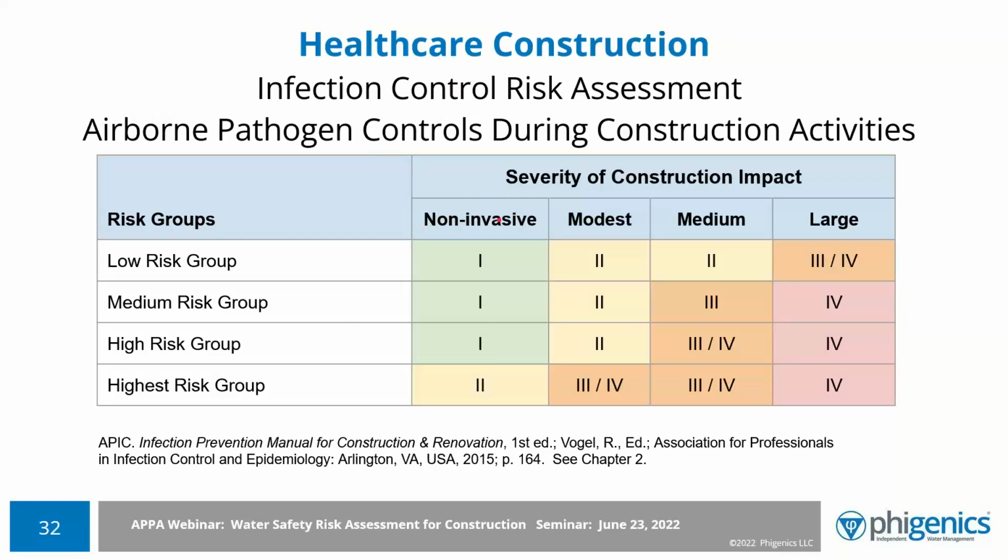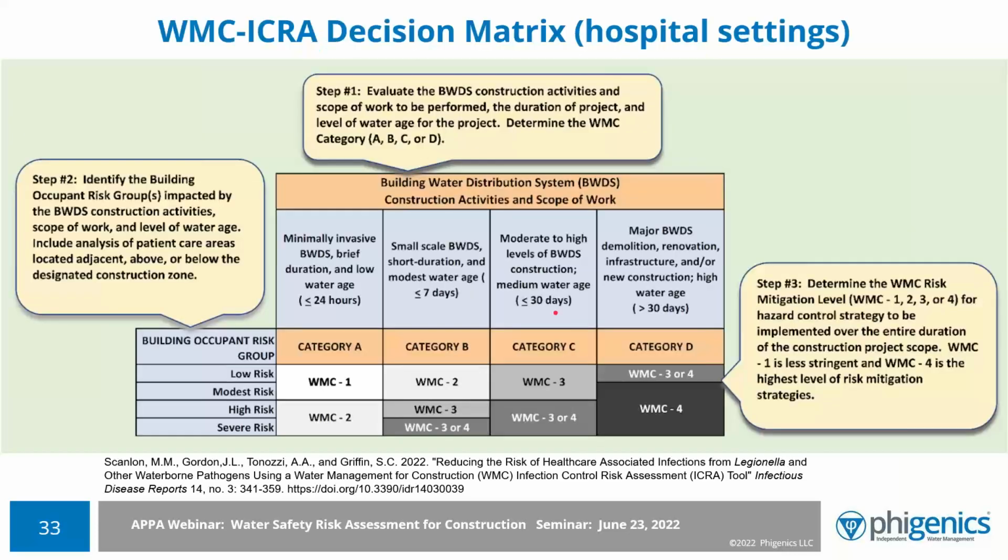This is a 4x4 table for non-invasive, modest, medium, and large construction projects. And then they would look at their risk groups, and they rank the risk groups by vulnerability based on immunocompromised populations. And then they have something they call class of precautions. How could we use that? So recently, I, myself, and some other investigators down here, this is in the open domain. We'll show you later how to access this.